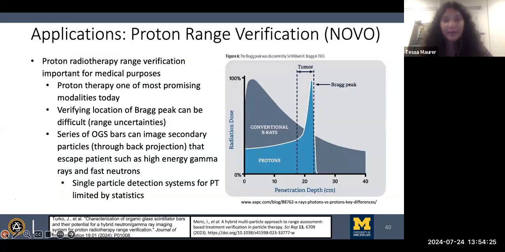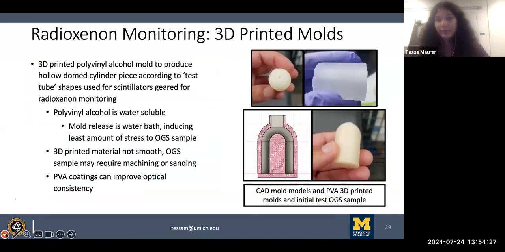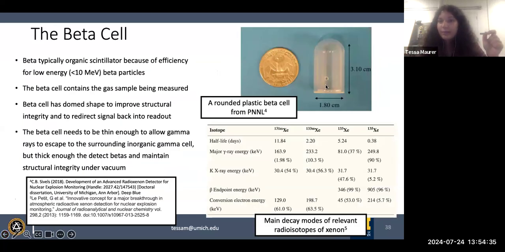Specifically with my work with radioxenon detection, finding this shape is pretty important, but other shapes could have better scintillation properties, because this is actually a really thin detector. And so you have to balance what you actually need to use it for in the field.